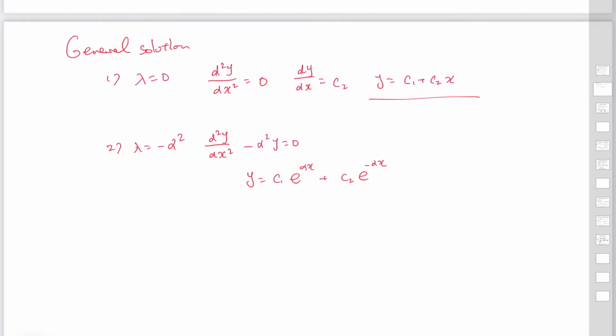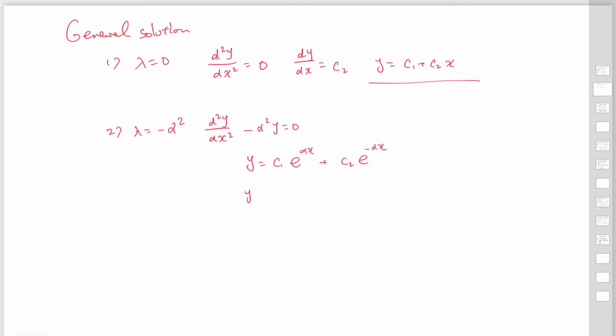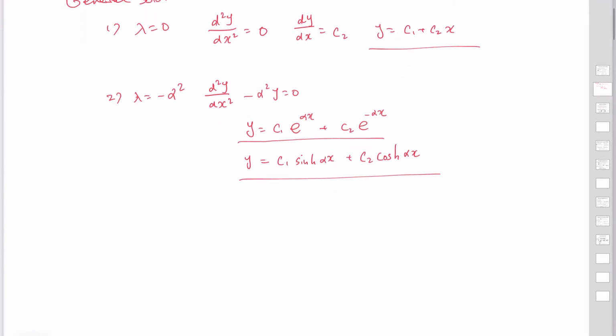But if the region we consider is a finite area, we have another way to express these solutions: c sub 1 hyperbolic sine alpha x plus c sub 2 hyperbolic cosine alpha x. So you can choose either one as the general solution when lambda equals minus alpha squared.